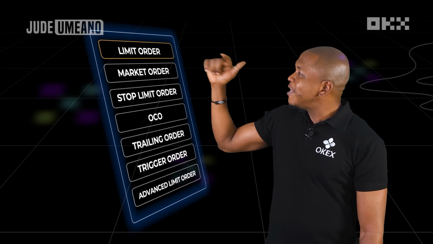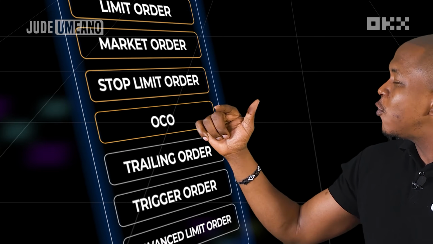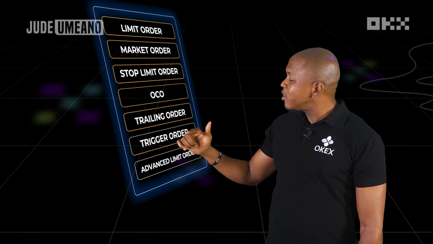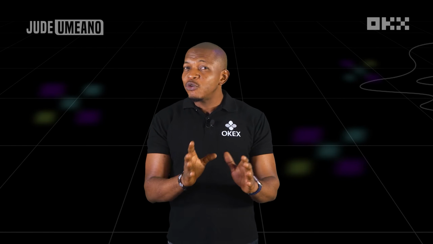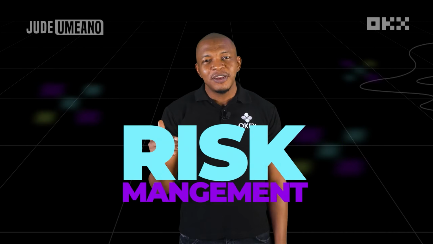There are 7 order types and they include limit order, market order, stop limit order, OCO, trailing order type, trigger order, and advanced limit order. I will explain these one after the other, but the order type you will use depends on the condition of the market, your trading strategy, and your risk management.